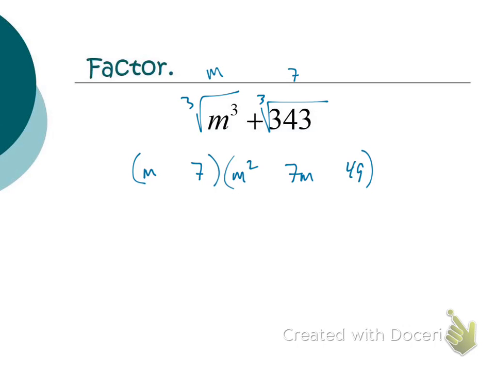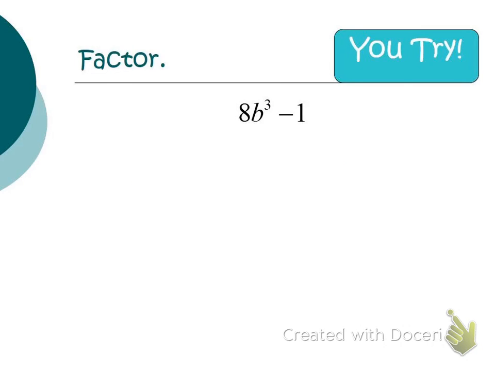And then we SOAP the signs: same as the original problem, opposite of the original problem, and always positive. SOAP. Does that make sense? Finding the cube roots is going to be the toughest part, I think. Here's one for you to try. See if you can come up with the cube roots of 8b to the third and 1, and then try to fit them into that formula.